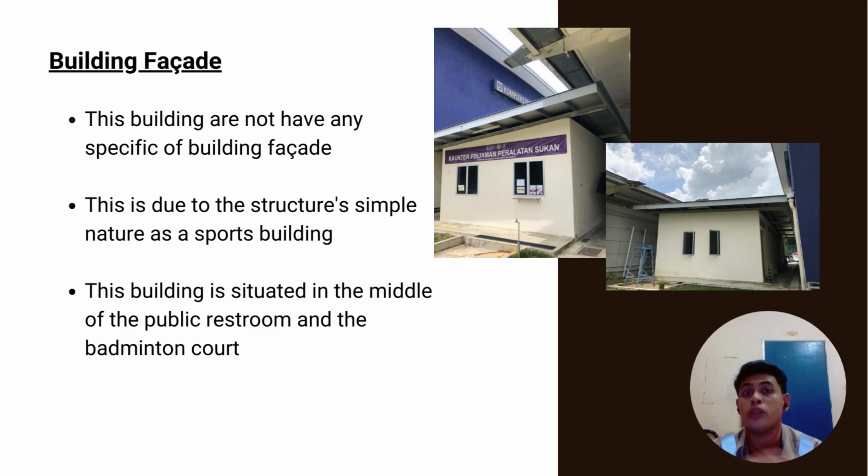Furthermore, we will go to the building facade part. Facade can refer to any predominantly vertical face of a building envelope, such as an external wall. For this building, there is no specific facade. This is due to the structure's simple nature as a sports building, which is made up of the surau and a sports store. The sports store is on the left side of the building, while the surau is on the right side of the structure.